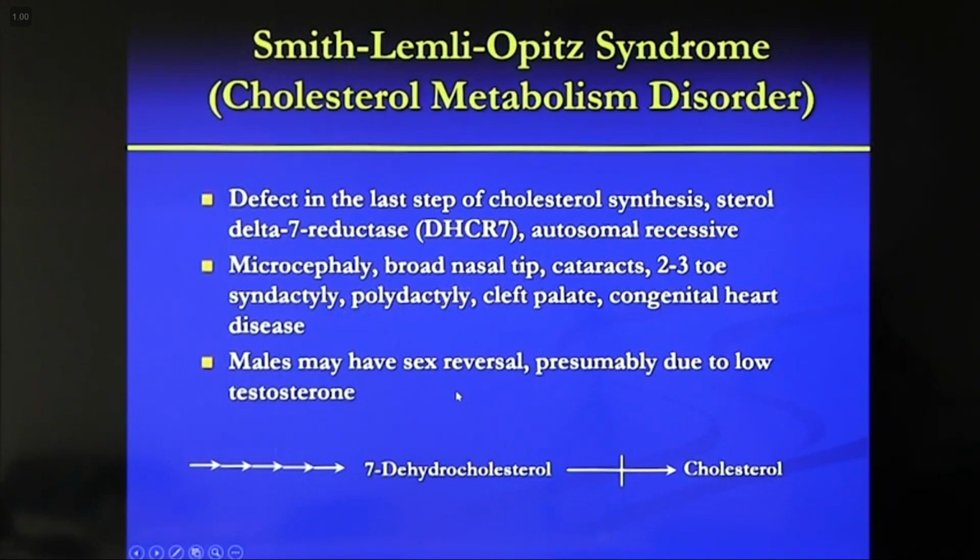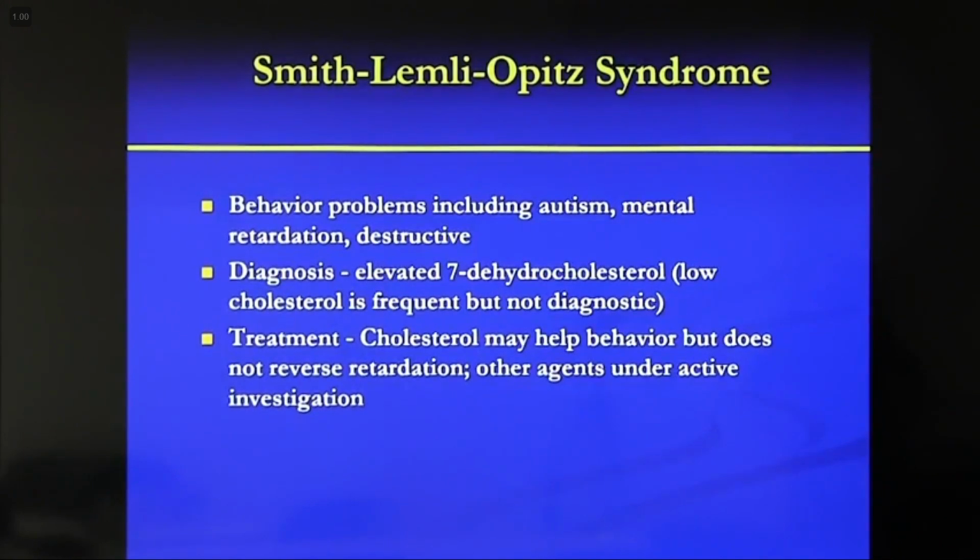Cholesterol is used in synthesizing hormones, so you can have sex reversal. Males can have ambiguous genitalia. You can have a lot of behavior problems, and they have severe intellectual disability. So you can treat with cholesterol, but unfortunately, the real culprit here is this 7-dehydrocholesterol. And so there's not really any good treatment.